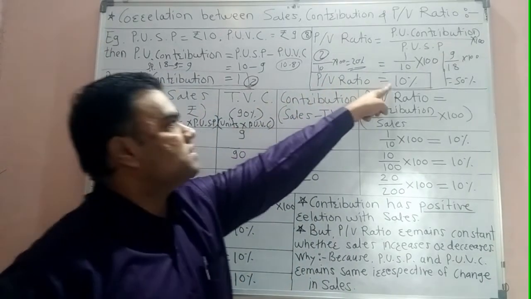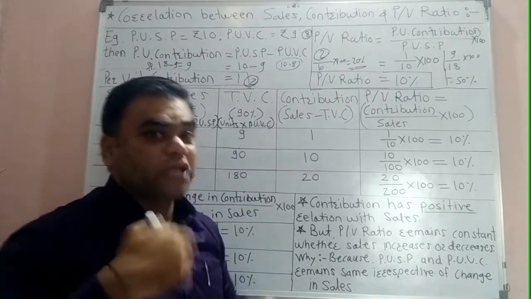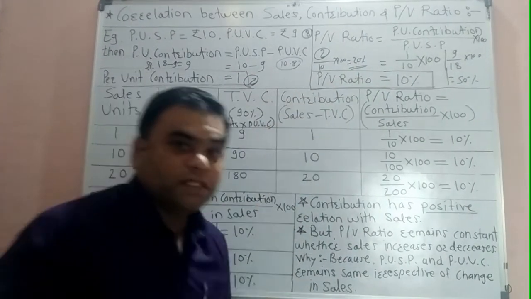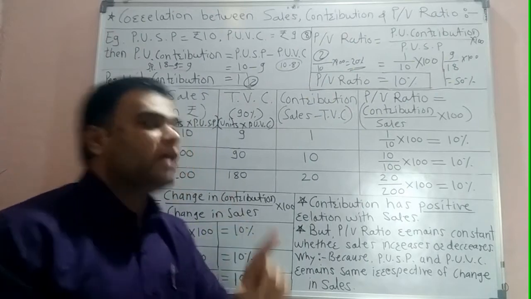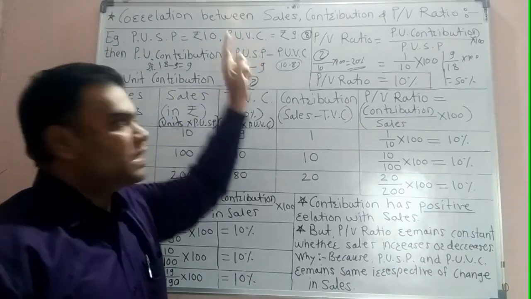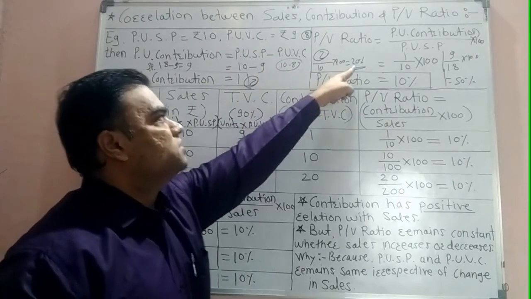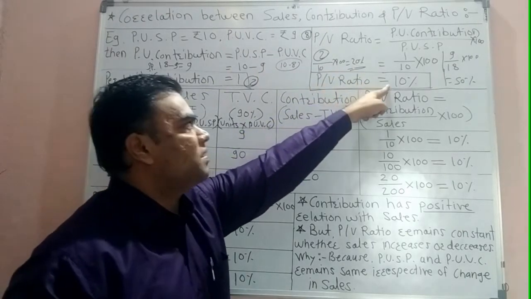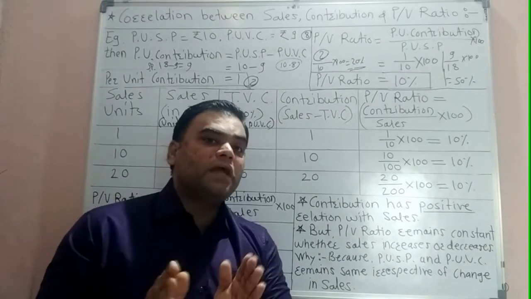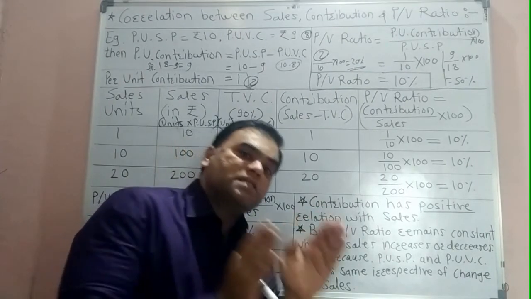Previous PV ratio was 10%. It got changed to 20%. Why did the PV ratio change? Because we made a change in per unit variable cost. That's why your PV ratio changed. Previous PV ratio was 10%, now it is 20%. The same thing happens if you make a change in per unit selling price.